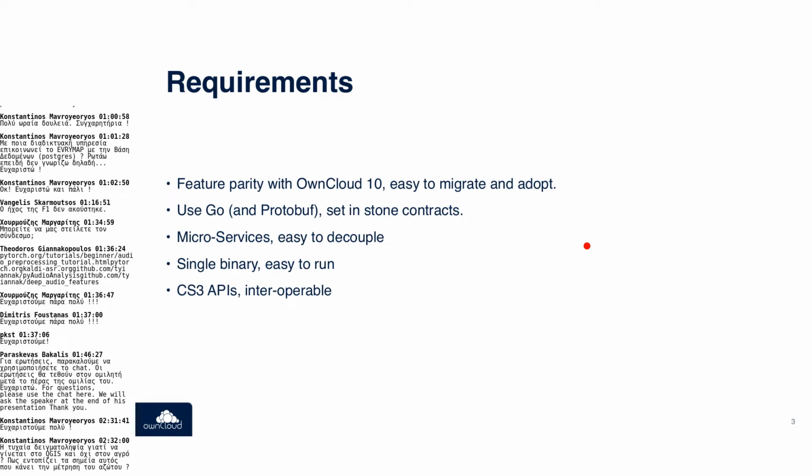As I mentioned, we use new technologies like Golang and protobuf, just because we needed to set the contracts in stone, so we didn't want the contract to change between versions of the API. And if they change, protobuf gives you versioning by default.